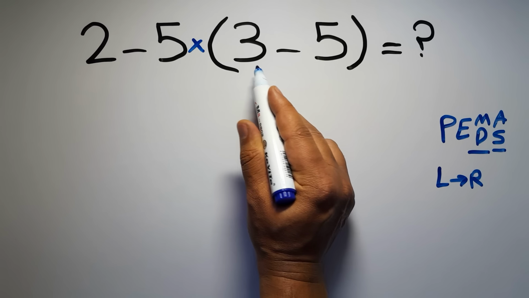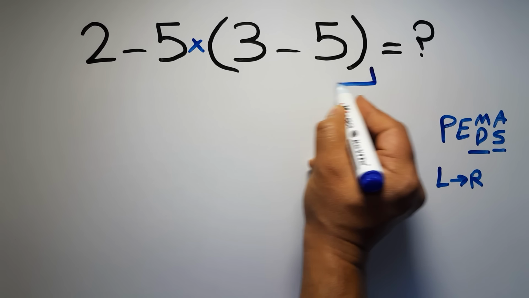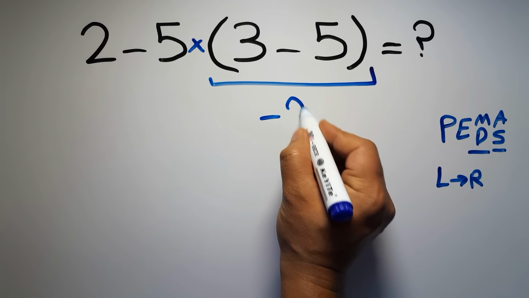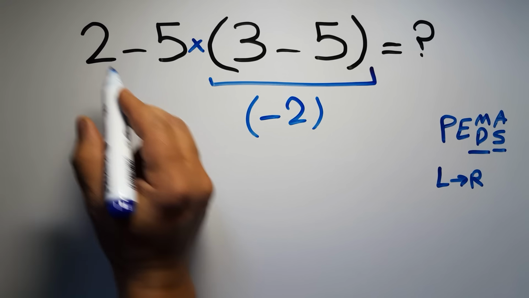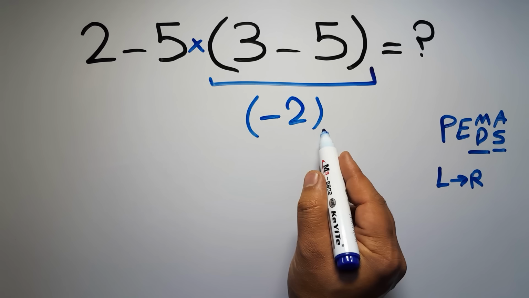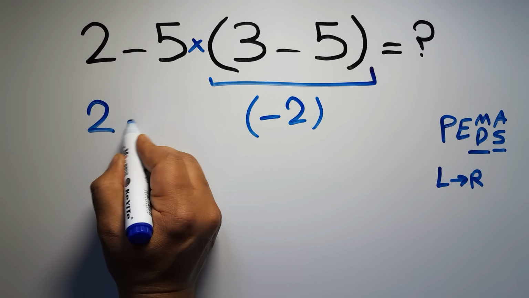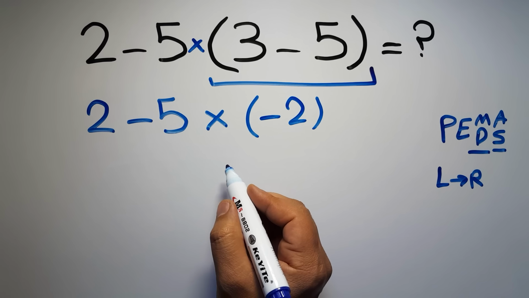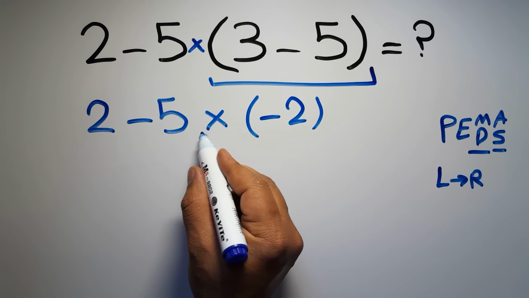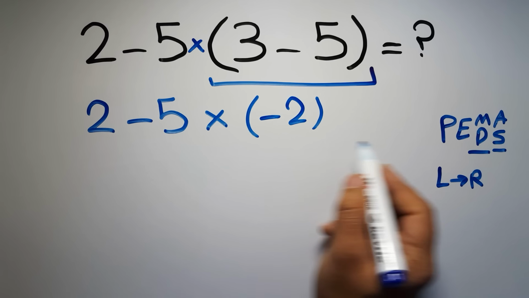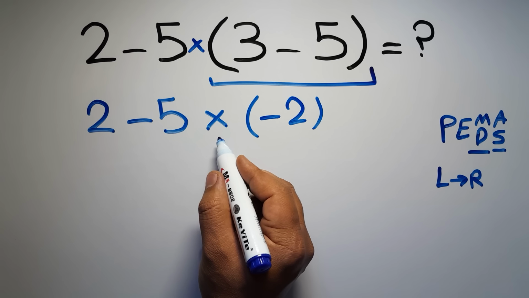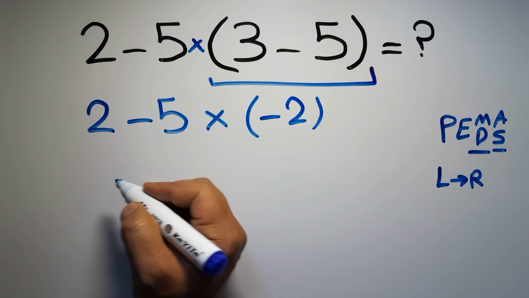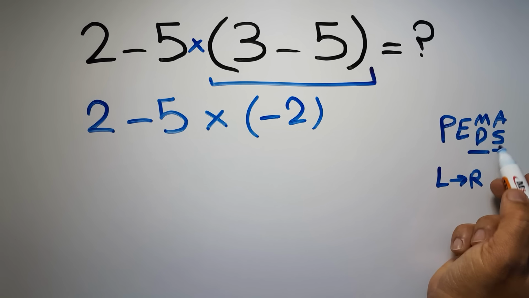Inside this parenthesis we have 3 minus 5, which equals negative 2. So 2 minus 5 times negative 2. Now we have one subtraction and one multiplication. According to the PEMDAS, multiplication has higher priority than subtraction, because multiplication comes before subtraction.